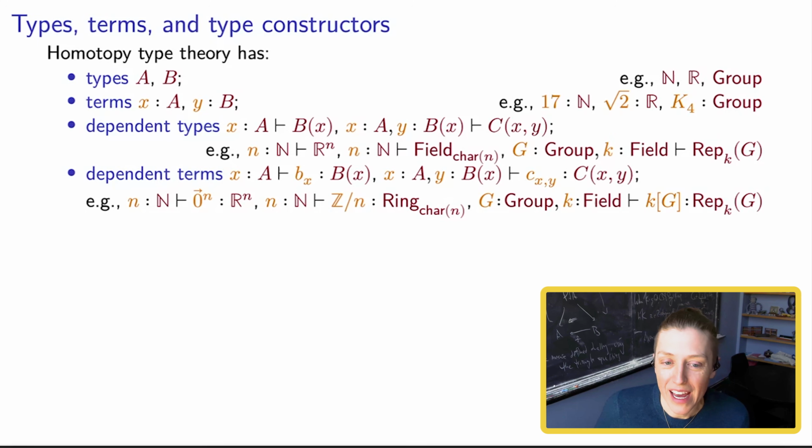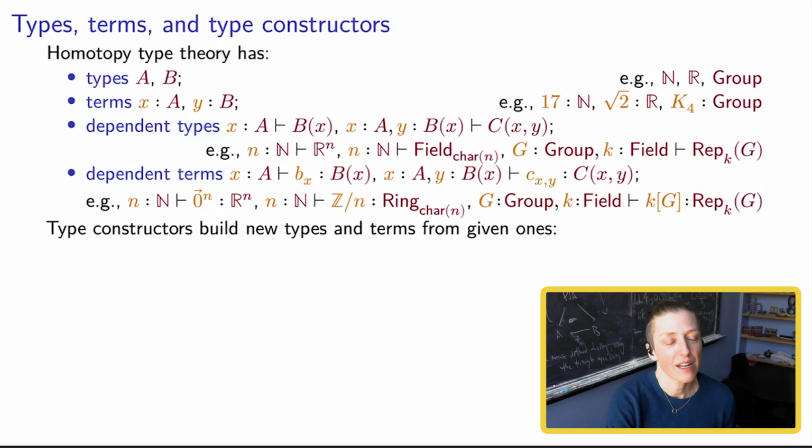Or for each natural number n, I can define the ring Z mod n, which is a ring of characteristic n. I can't define a dependent term that inhabits this family of fields of characteristic n for the reason I mentioned before. There are no fields of characteristic 4 or characteristic anything that's not a prime. But if I go to rings of characteristic n, now this is an example. It's a function that takes an n and produces a ring of characteristic n, namely Z mod n. And similarly, given any group and any field, I can define the regular representation. So that's an example of a representation of that group over that field. So those are some examples of dependent terms.